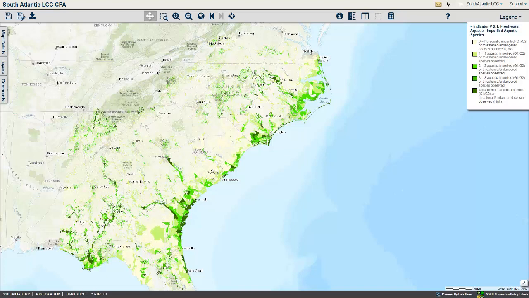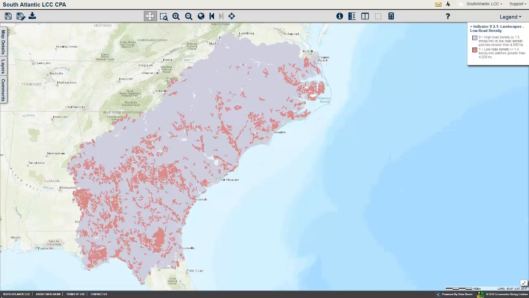That's it for the freshwater aquatic indicators. Next are the landscapes indicators. These are intended to capture the connections across terrestrial systems. Low road density is an index of areas with few roads that represents habitat fragmentation.